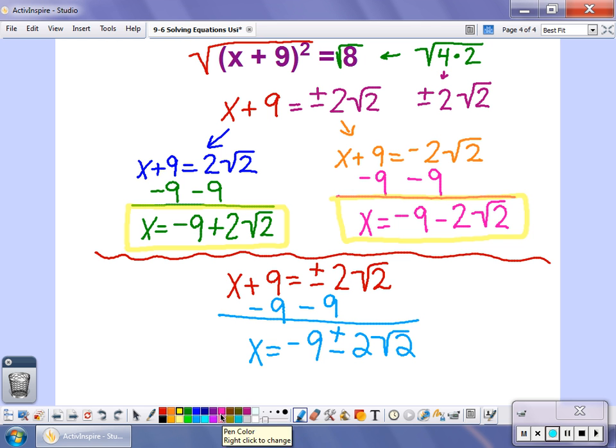That is also acceptable. So the way you'll see your answer is either the way the two answers that are boxed in yellow look like, or this one answer that's boxed in pink. Both of those are perfect answers.